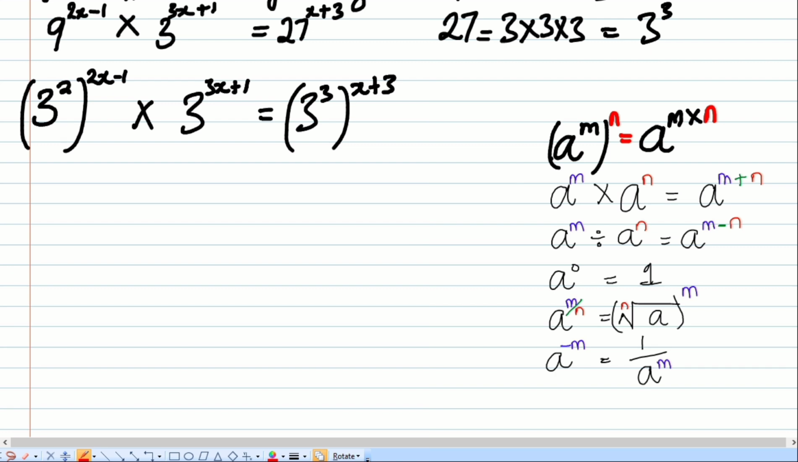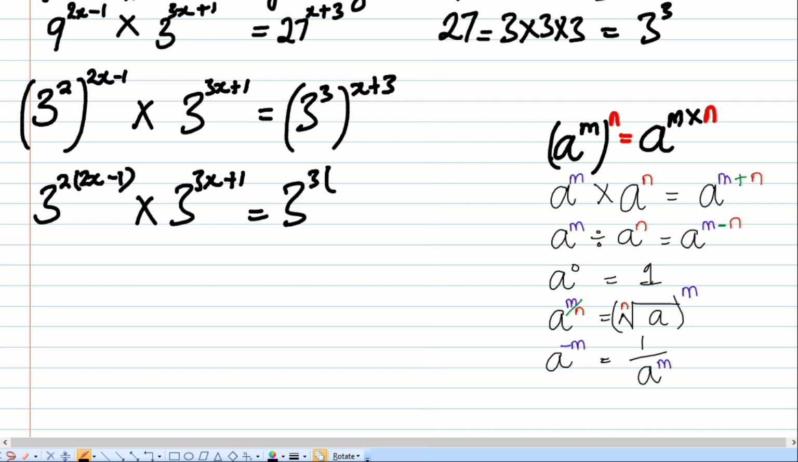So we're going to apply this here. You see that we have 3 raised to the power 2, raised to the power that. So that's going to be 3 raised to the power 2 times 2x minus 1. Now just write everything again. Then on the other side, we also have 3 raised to the power 3 times x plus 3. It's always good, whenever I have two terms, to put them in a bracket, so you remember to distribute the 3 to both terms inside the bracket.